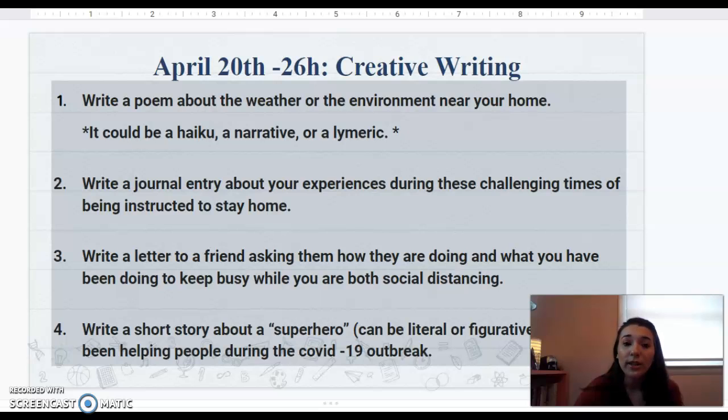Option number 4 is to write a short story about a superhero. It can be literal or figurative, who has been helping people during the COVID-19 outbreak. So these are your 4 different creative writing prompts for this week.